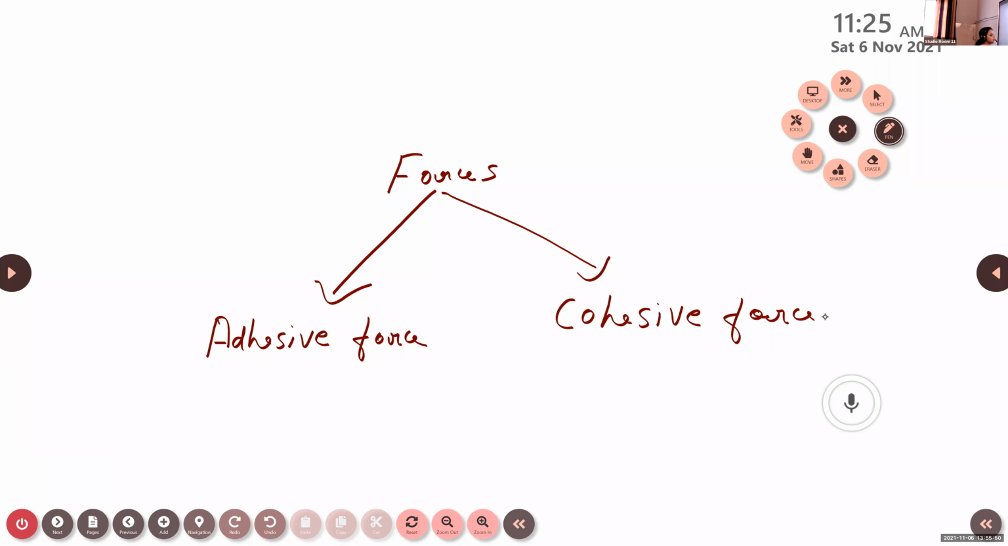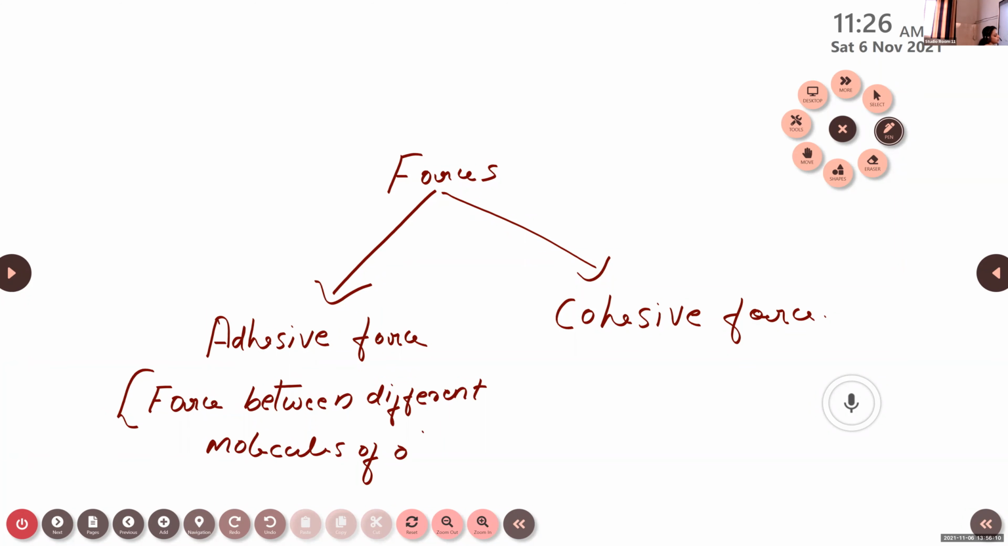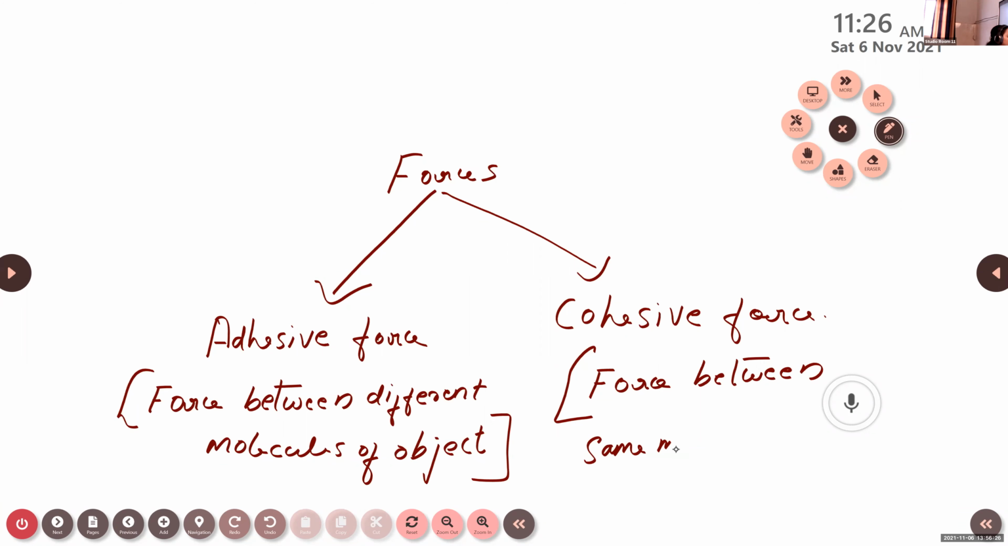Okay. Adhesive force means the force between different molecules. Adhesive force is the force between different molecules of the object, and a cohesive force means force between same molecules of the object. Force between same molecules of the object.